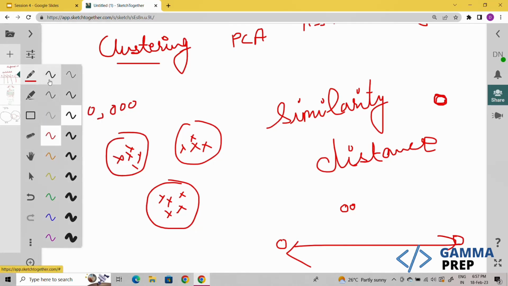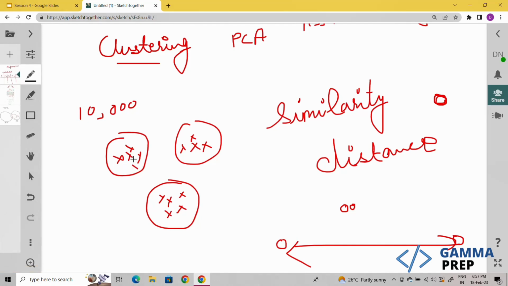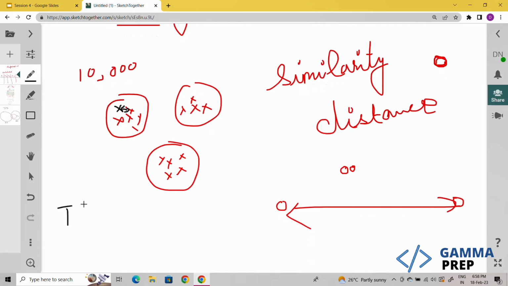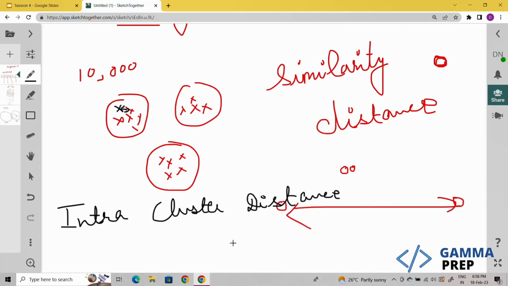So when I say 2 points are similar, they should be in the same group. That is, 2 points which are in the same group are similar, and the distance between them should be minimum. So should the distance between 2 points in the same group be minimized or maximized? What do you think? It should be minimized. Since 2 points in the same group are similar, the distance between them should be minimized. So the intra-cluster distance, that is the distance between 2 points in the same cluster, should be minimized.